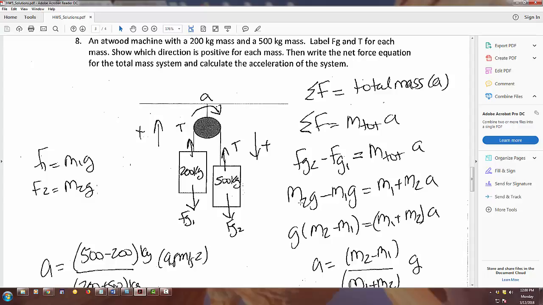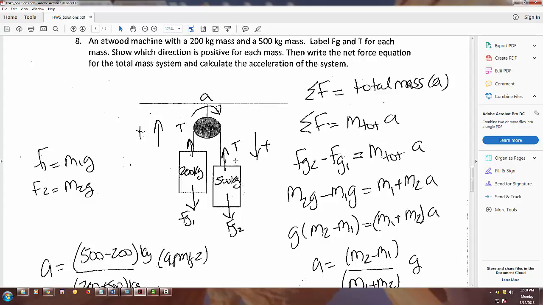But when we think about the whole system and we want to figure out what the acceleration is of the whole system, we have two forces that are actually interacting with each other. We have the downward weight of Fg2, which is causing it to rotate around, but Fg1 is acting in a negative direction, slowing it down. So those are our two forces in question.